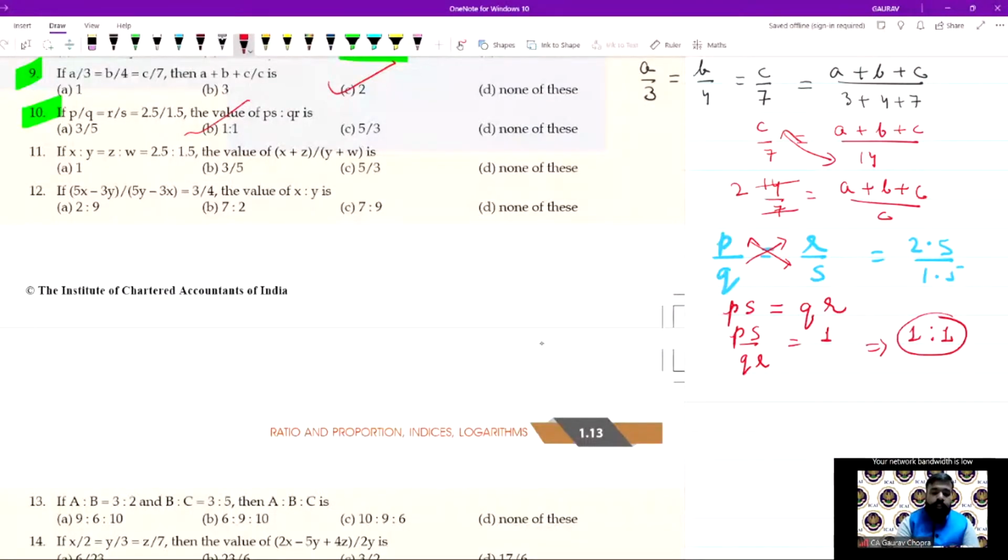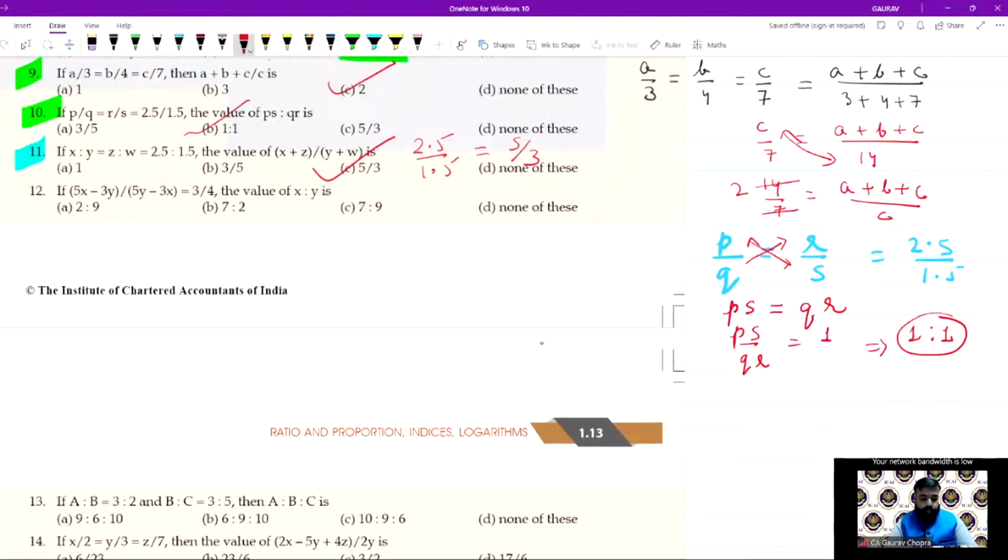Then question number 11 is also again a repeat. So you can try this. Simply what do we have to apply? X plus Y, that means adding the numerators, adding the denominators. It is simply addendo. So on simply adding, we are getting x plus z upon y plus w. So simply 2.5 divided by 1.5, we can cancel them and the result is 5 by 3. Okay. So everybody has given the answer as 5 by 3.